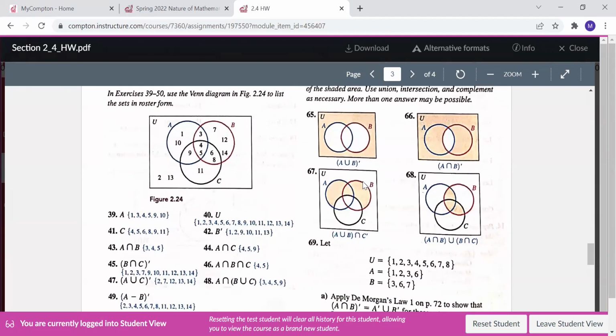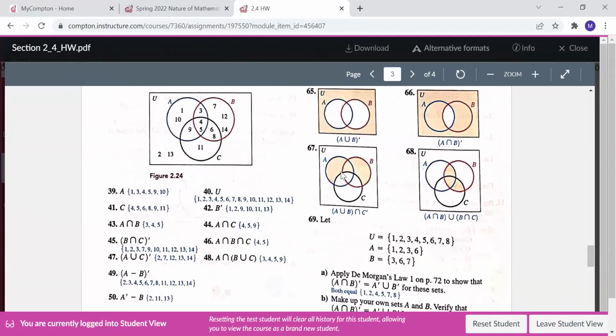Let's do 67. That one's tough. Well, 67 is going to be hard. But first, it looks like they're doing A union B, so everything in A union B, and then they intersect that with the C complement. Everything outside of C. So that's only going to be what you see here. Everything outside of C, but A union B.